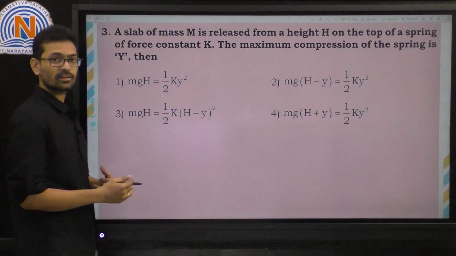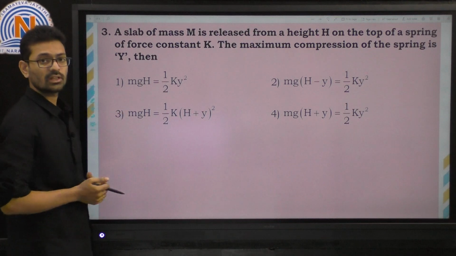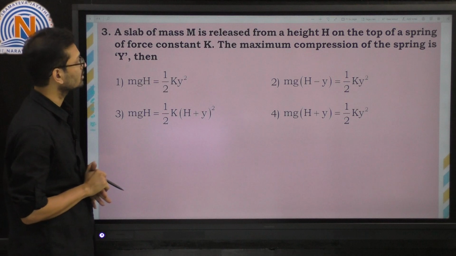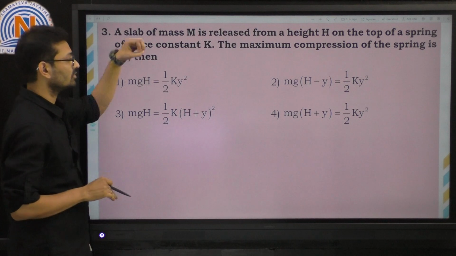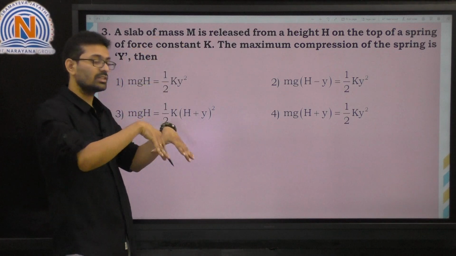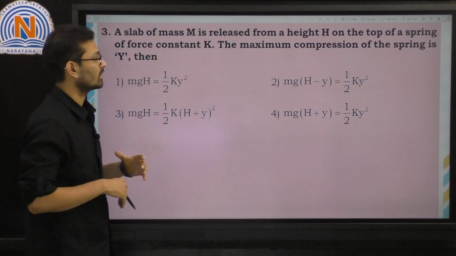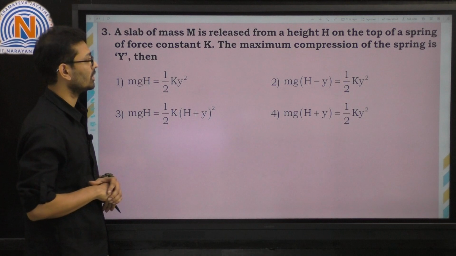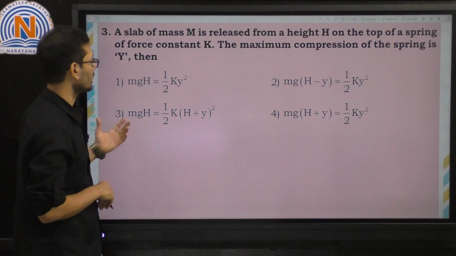Now this is your third question. In this question, they have given a slab of mass m released from a certain height, which is capital H, on the top of a spring of force constant K. The maximum compression of the spring is Y.